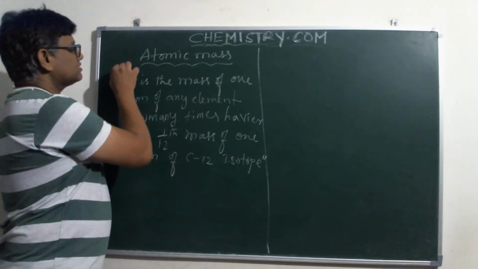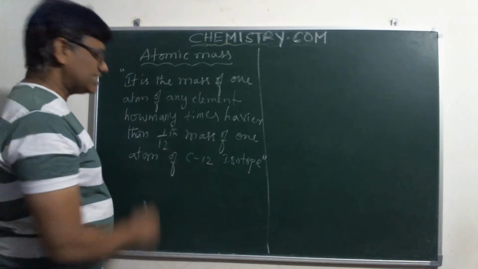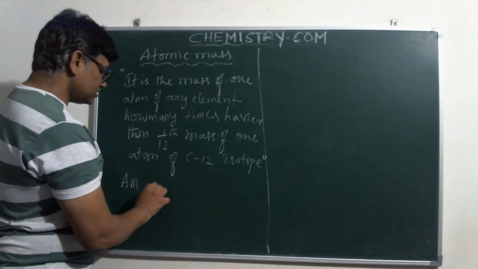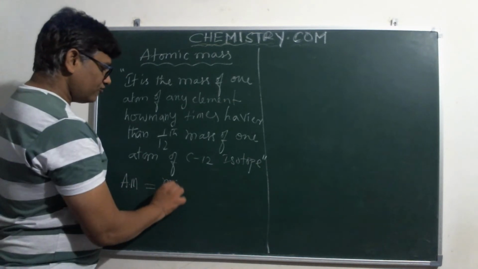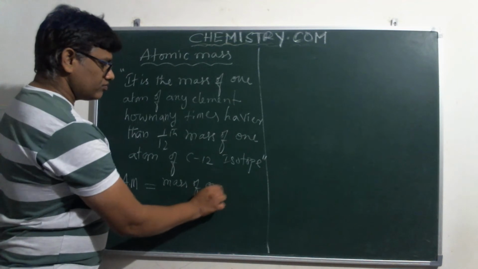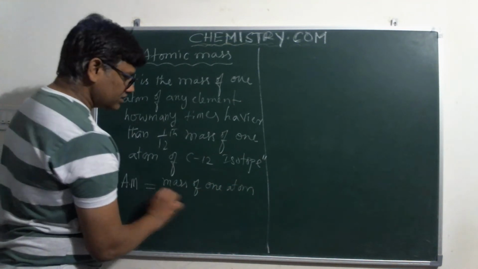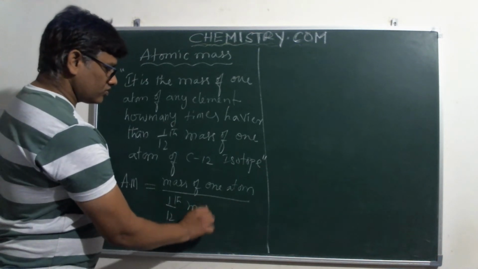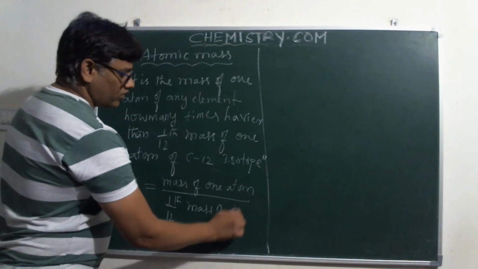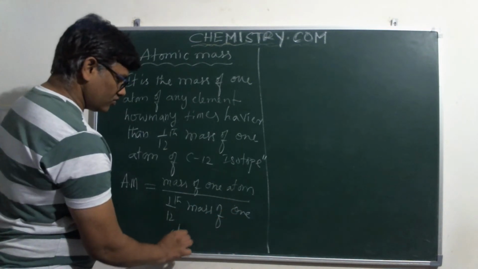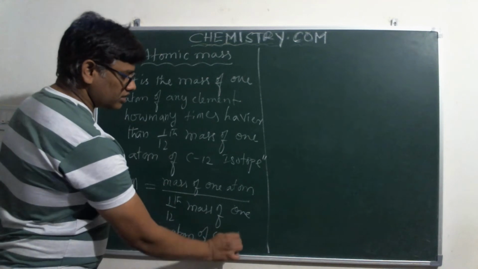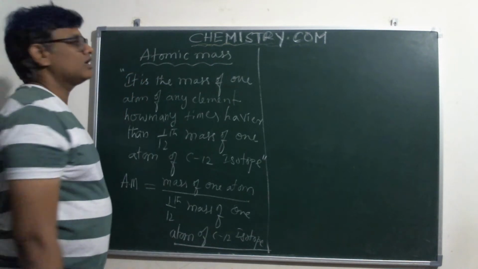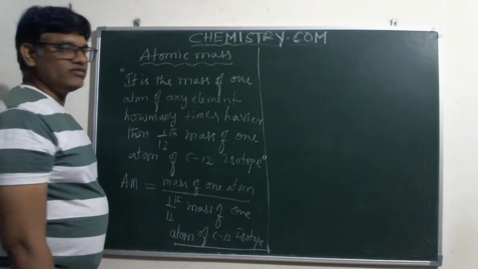So according to this definition, the mathematical expression is written as: atomic mass of any element equals mass of one atom of a particular element over 1/12 mass of one atom of carbon 12 isotope. This is the expression according to the given definition.